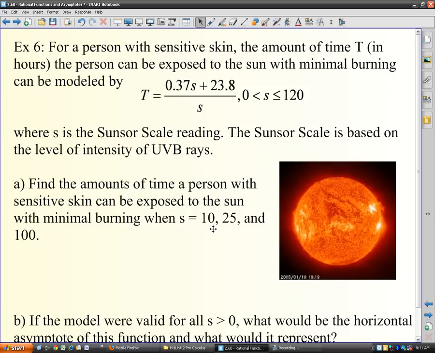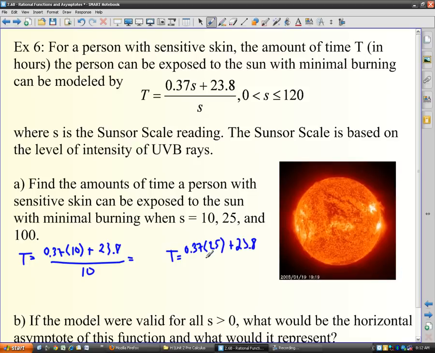So in order to do a problem like this, we have to figure out our time. We're just going to plug in these numbers. So we say 0.37 times 10 plus 23.8 all divided by 10. And that would give us the time if this scale was at 10. If we want to figure out at 25, we would do the same thing. So t would equal 0.37 times 25 plus 23.8 all divided by 25.